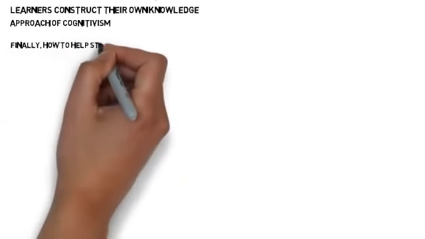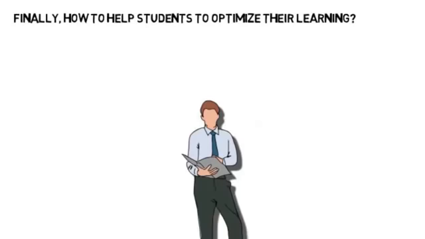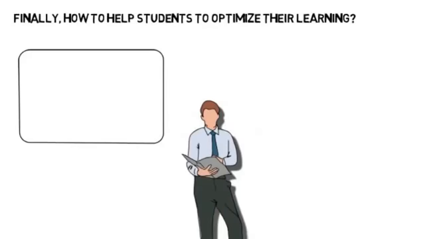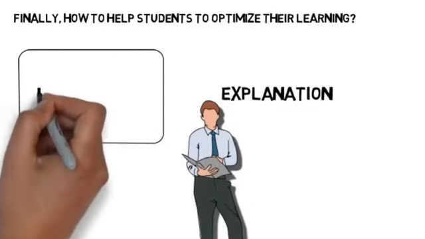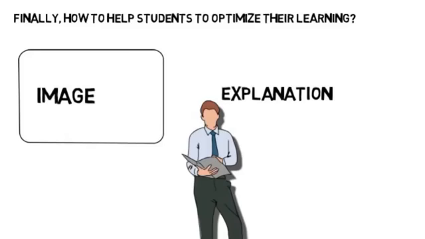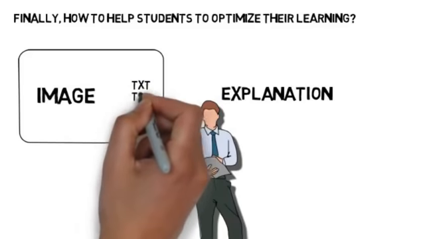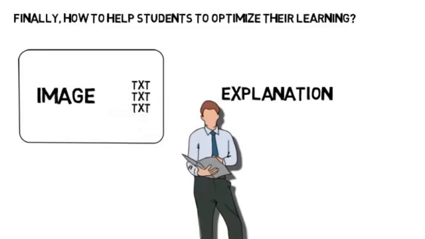So, how to help students to optimize their learning? Explanation in your own words, with simultaneously direct support of image, is superior. And always be careful with text.